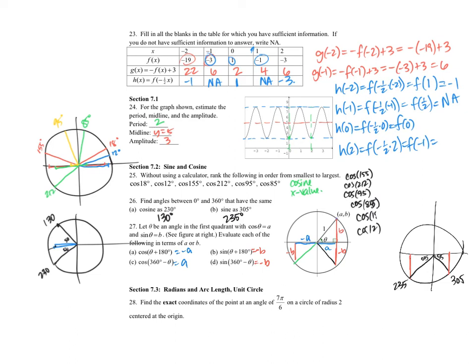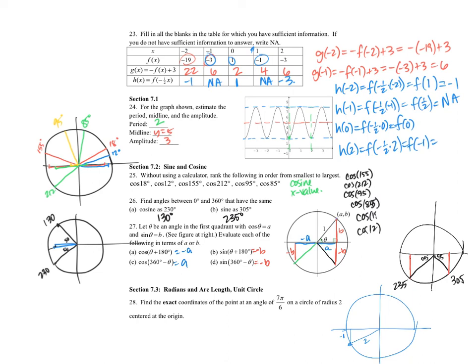Okay, on number 28, I want to find the exact coordinates of a point at angle 7 pi over 6 on a circle of radius 2. So the angle 6 pi over 6 would be 180, so 7 pi over 6 is slightly bigger. I can see the radius of that is 2. This is a 30, 60, 90 triangle, so I know the short leg is half of the hypotenuse, so that's 1, so negative 1 because it's going down.